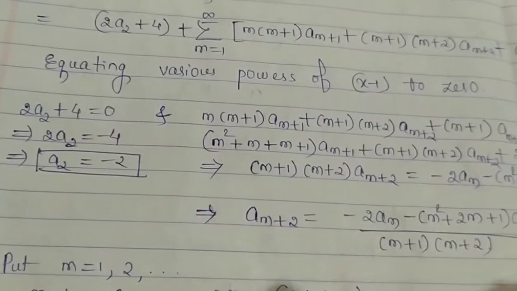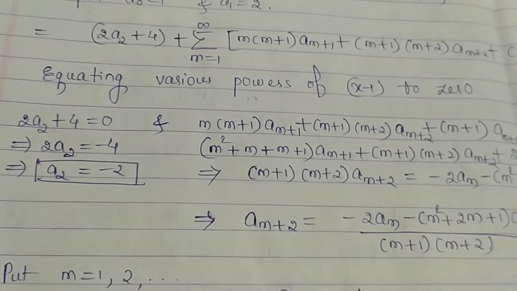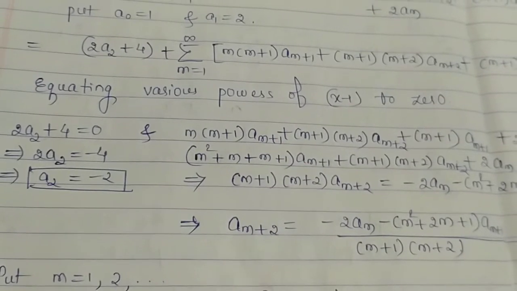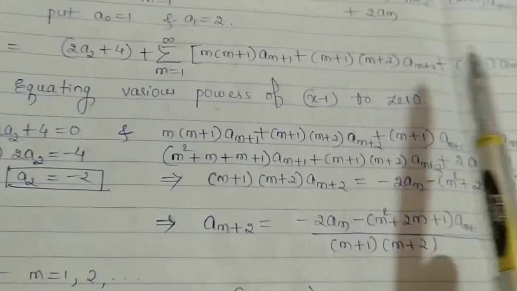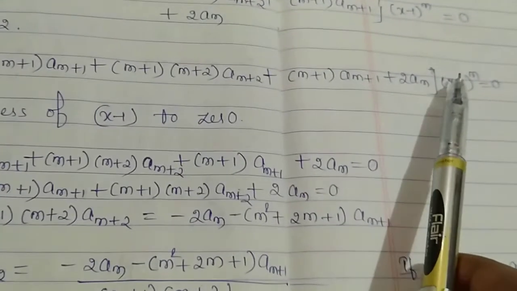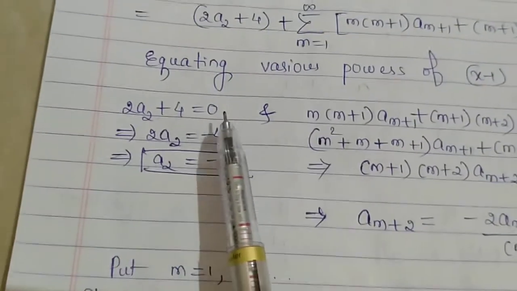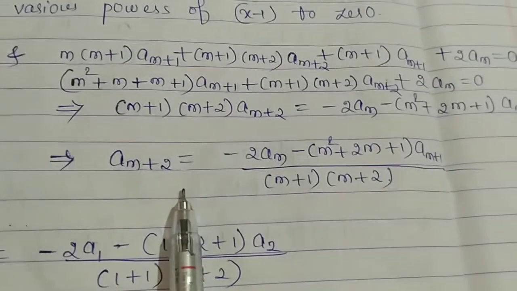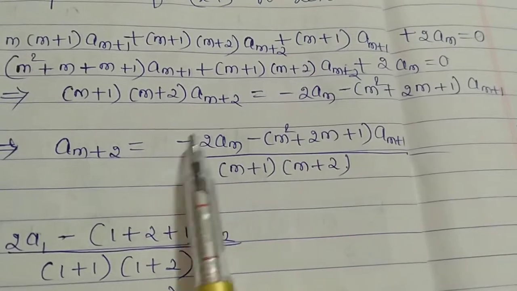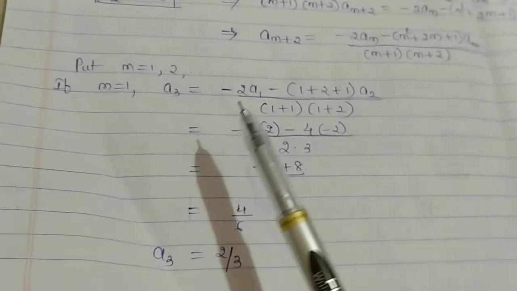Now we have to equate the various powers of x minus 1 to 0. I have only two powers of x minus 1 for now, that is, first of all x minus 1 to the power 0, and here I have x minus 1 to the power m. So first of all, if I equate 2a2 plus 4 is equal to 0, I will get my a2 is equal to minus 2, and I will get my recurrence relation as a m plus 2 is equal to this particular result. Now I have to find out a3, a4 and so on.